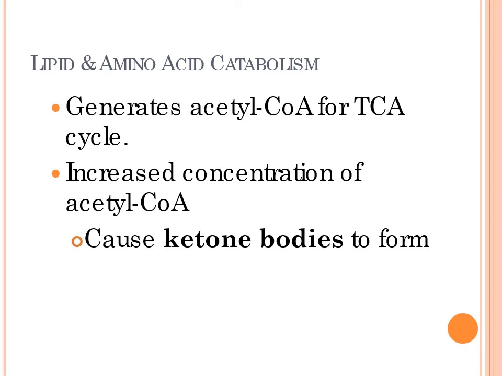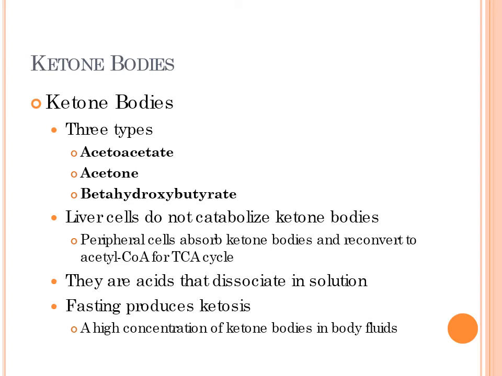When we're breaking down fats and proteins, we generate acetyl-CoA, which enters the citric acid cycle. Increased concentrations of acetyl-CoA can cause ketone bodies to form. We have 3 different types of ketone bodies: acetoacetate, acetone, and beta-hydroxybutyrate. Our liver cells do not catabolize ketone bodies, so they are absorbed peripherally and reconverted to acetyl-CoA for entrance into the citric acid cycle, but they cannot be broken down in the liver.